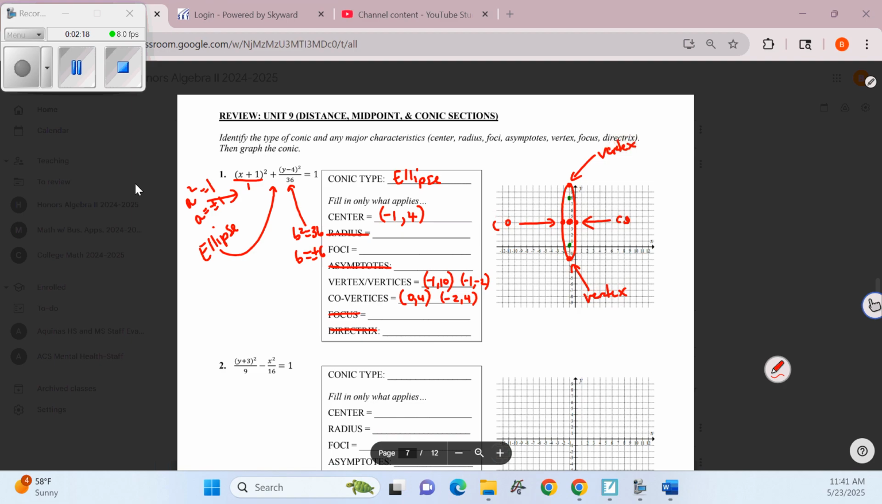And our foci will be found using the wonky Pythagorean theorem, right? The a squared minus b squared. So let's do this as c squared is equal to, I just try to keep it positive, so 36 minus 1. So c squared is equal to 35, or c is equal to plus and minus the square root of 35. So what does that mean? It means our foci are going to occur from the center (-1, 4), and from that center point in the y direction only, we're going to go up the square root of 35, and similarly from that center, we're going to go down the square root of 35 in that y direction.